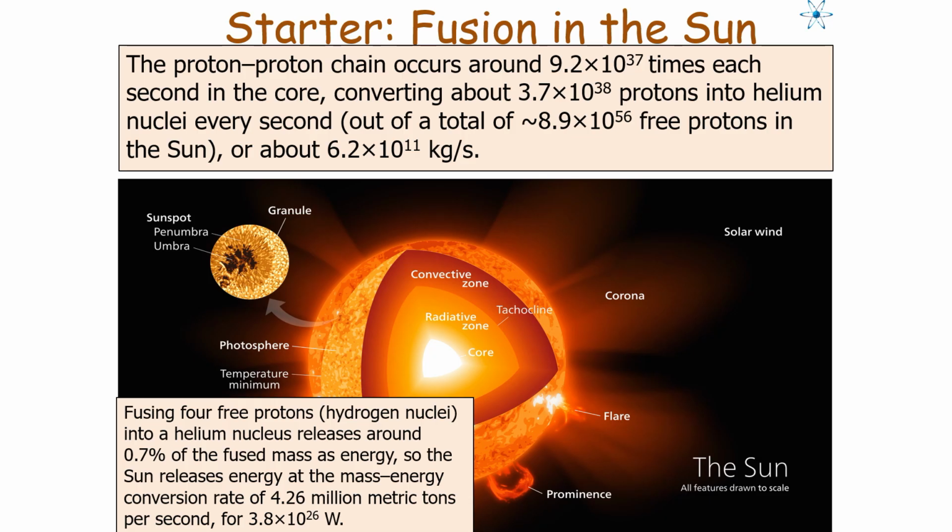But we actually do know that in the proton-proton chain we get about 9.2 times 10 to the 37 events each second in the core, so we're converting about 3.7 times 10 to the 38 protons into helium nuclei every second, which then has a mass defect of about 6.2 times 10 to the 11 kilograms. So in this process we're actually converting about 4.26 million metric tons of hydrogen into energy, which gives us a power rating of about 3.8 times 10 to the 26 watts.